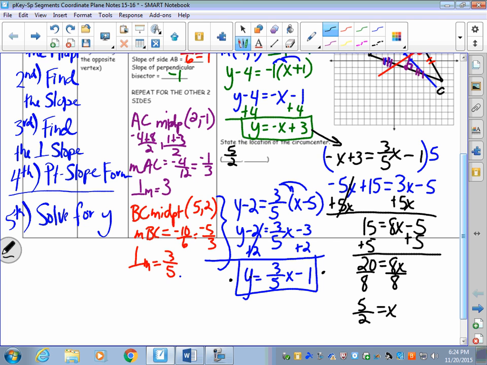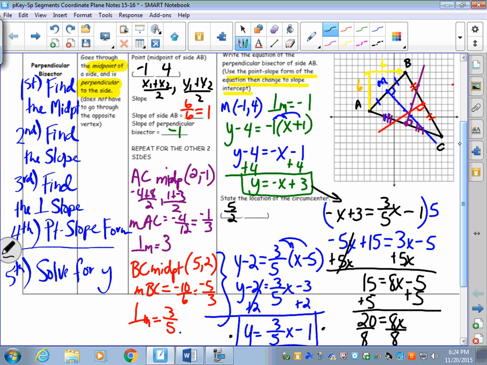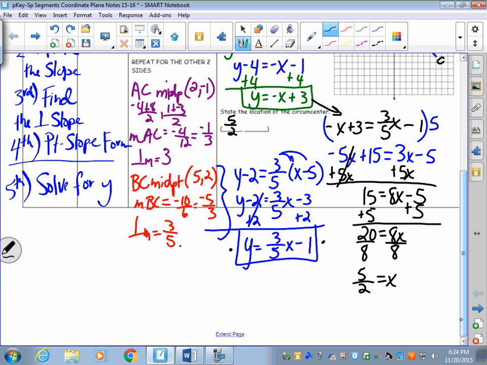Because if I can find the intersection of 2 lines, and the 2 lines that we're using are my blue line and my purple line, well, that point of intersection is the same point of intersection for any 2 perpendicular bisectors that I pick. So once I have the x, I can go back and plug it back into what I had up here to solve for y.